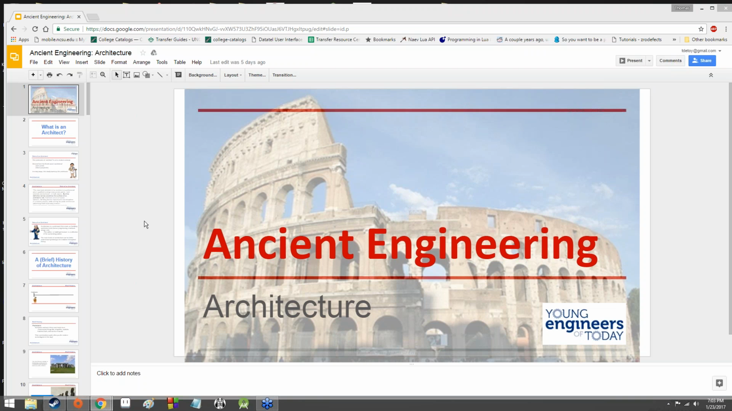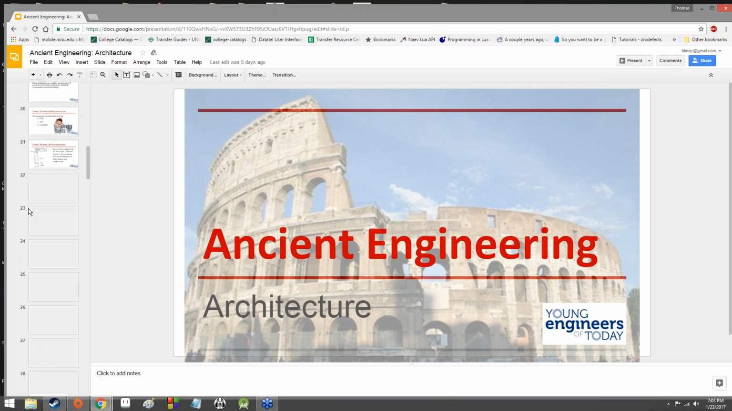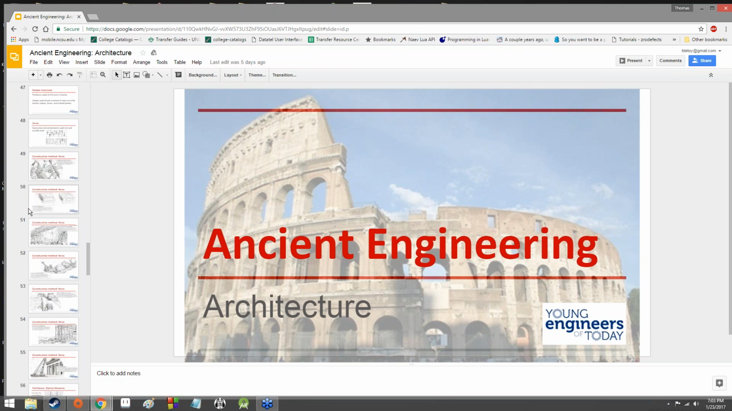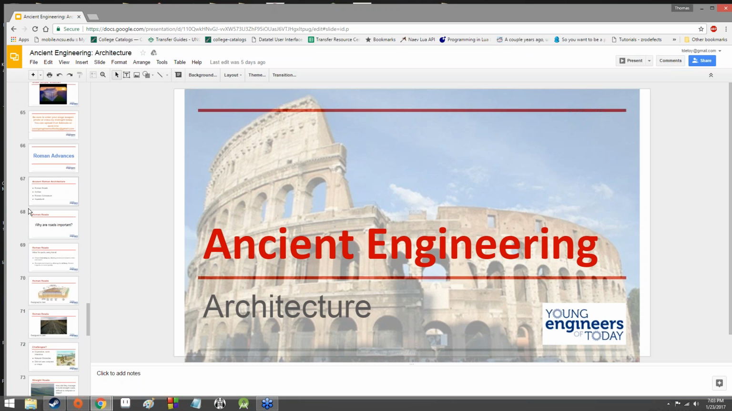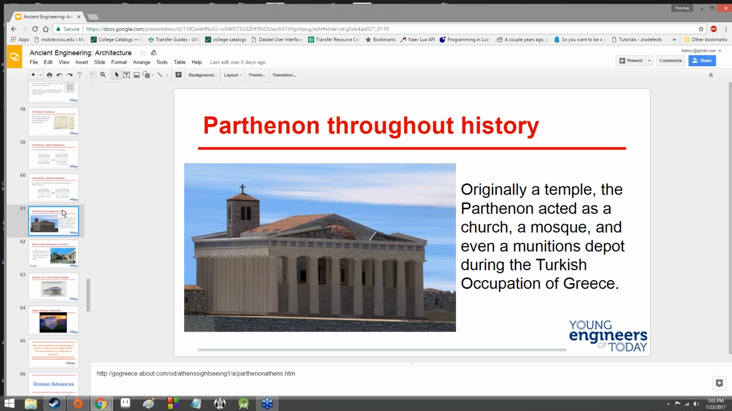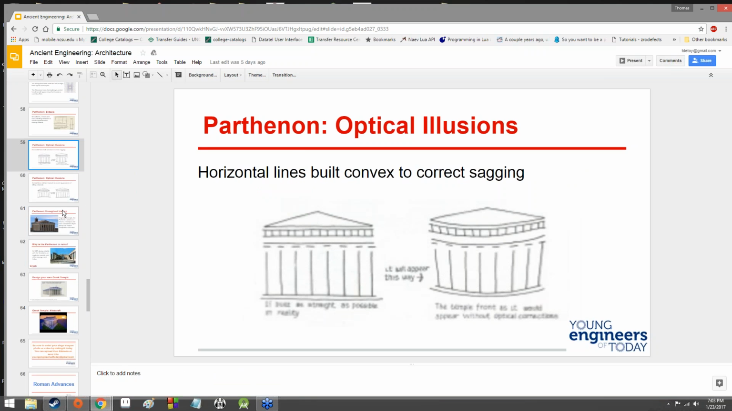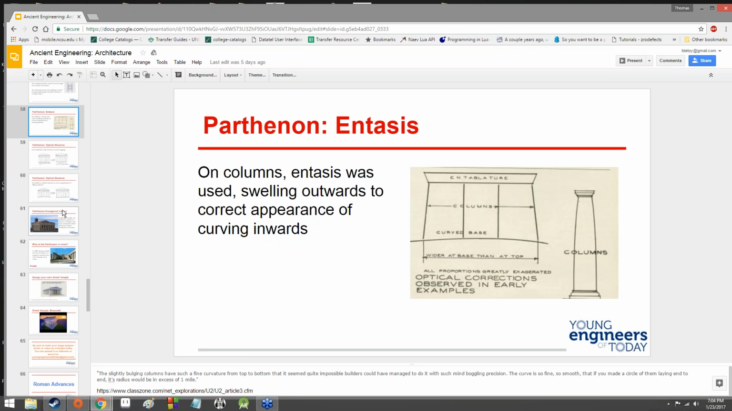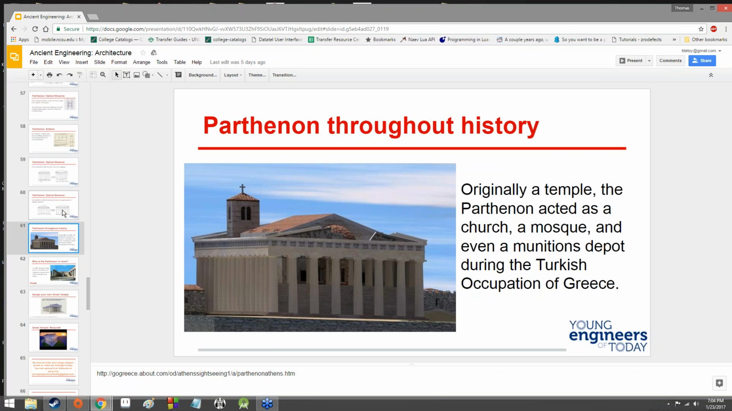So we're going to continue with ancient engineering and architecture. Last we met, we talked about a whole bunch of Greek architecture, mostly temples, mostly the Parthenon, but some of the history of the design of temples that led up to the actual creation of the Parthenon and why it looks as it does, and the design motifs that went into it.